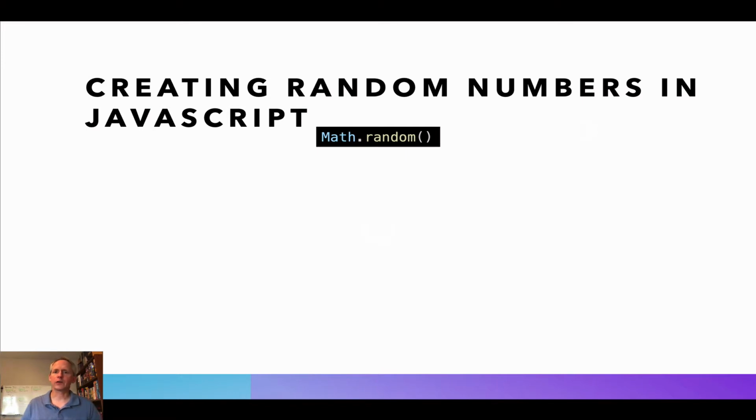Okay, so we want to create random numbers in JavaScript, and we use this Math.random function call. Now we've talked in class about how JavaScript variables should not start with a capital letter. Here we've got this Math that is started with a capital letter, and this is the first real object that we've dug into.